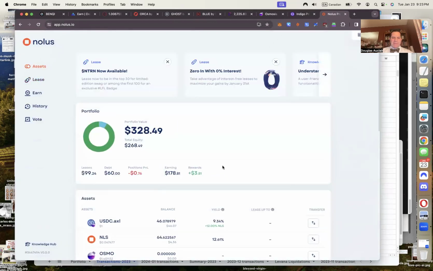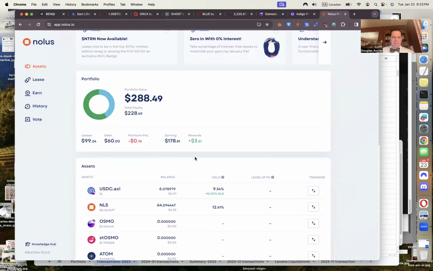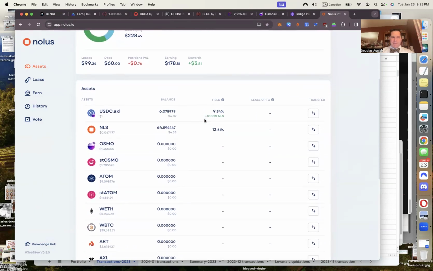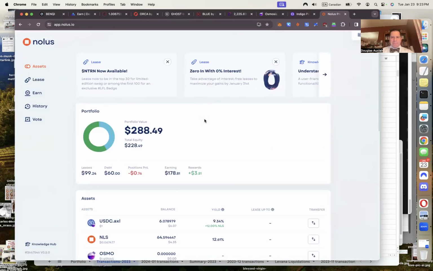Let's go to our assets. And it says my portfolio. I'm leasing approximately $100 worth. I have $60 of debt. Profit and loss is I've lost 76 cents so far. The horror. And I'm getting some rewards. They just updated my portfolio to show that I have some Nolus and I have some Axel USDC in my portfolio. Most of it is now deployed into a position. And that position is the lease position.